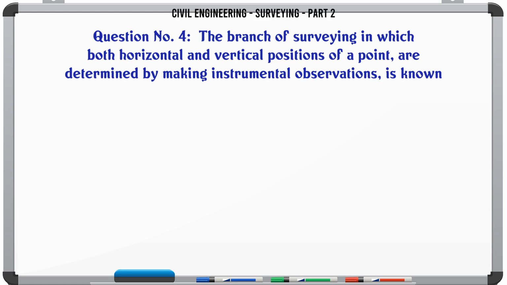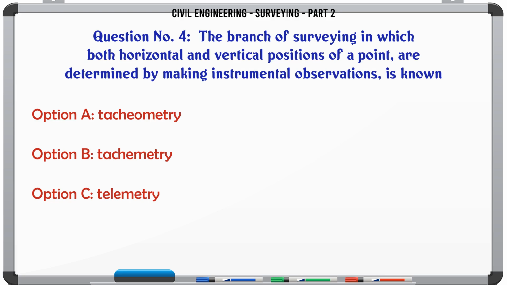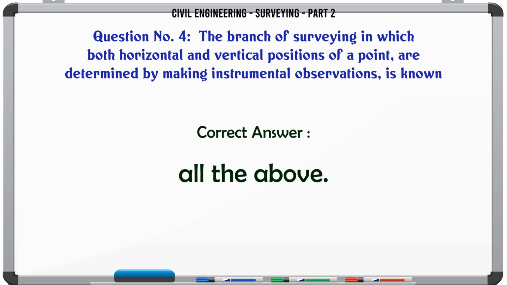The branch of surveying in which both horizontal and vertical positions of a point are determined by making instrumental observations is known as A. tachyometry, B. tachymetry, C. telemetry, D. all the above. The correct answer is all the above.